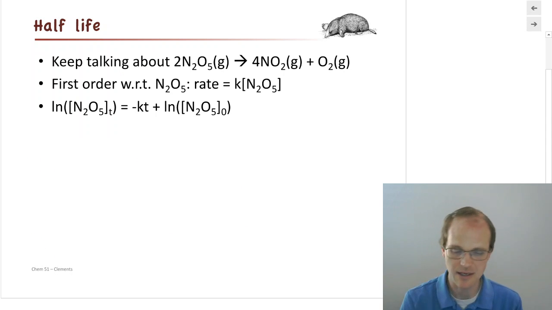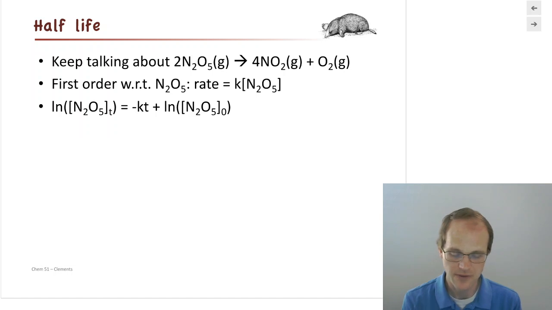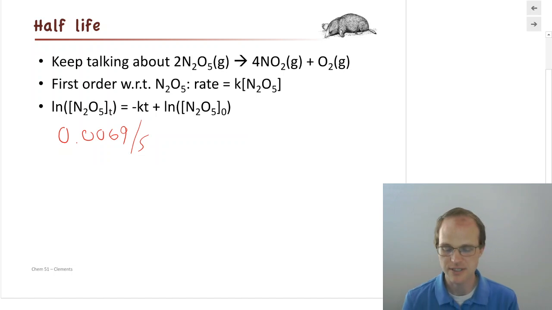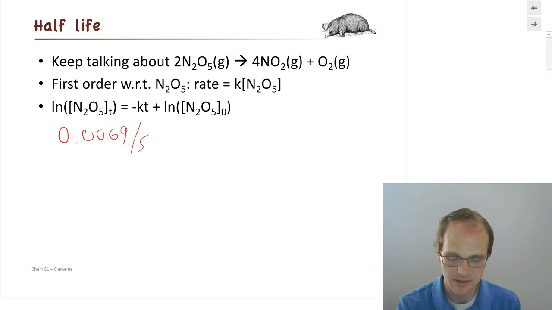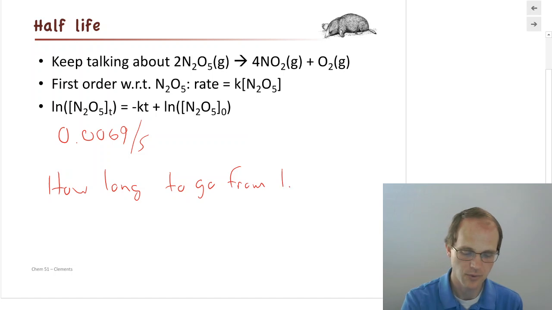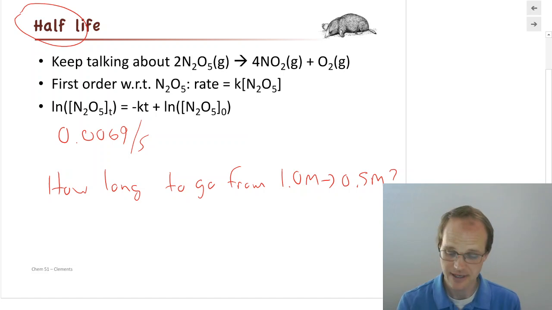All right, so let's keep talking about the same reaction and talk about something called half-life. So we've got N2O5 making NO2 and O2. We found the rate law. We used the integrated rate law in order to find out concentration at any given time. We had our k value of 0.0069 per second. What I want to know now is how long to go from 1.0 molar down to 0.5 molar. So, half-life. Let's figure that out.